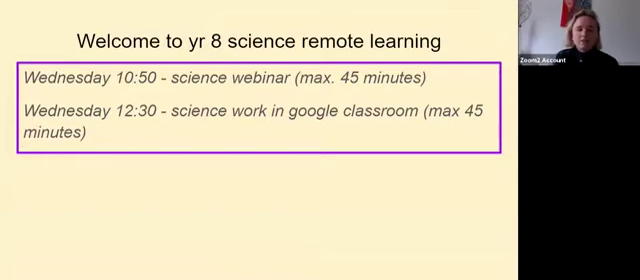So the reason we've set these limits is because we're aware that you have lots of other subjects, and we want you to be able to structure your time effectively and not spend hours and hours and hours on your science work. We know that all of you are so enthusiastic about science and you work really hard, which is absolutely fantastic, but it's really important that we get a good balance and you get plenty of time to relax during this time as well.